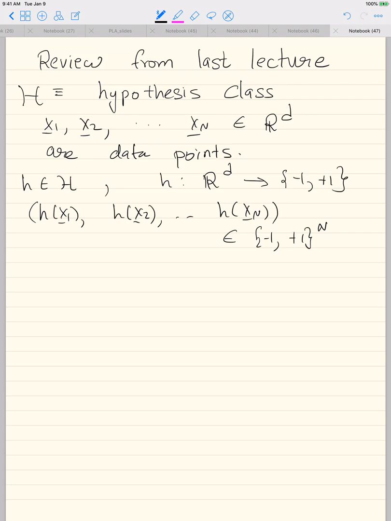Does anybody know what the name is for this vector? We discussed this last lecture. What's the name of a vector like this? So we have h as one hypothesis, which takes an input data vector and maps it to -1 and +1. It's the dichotomy vector, exactly.